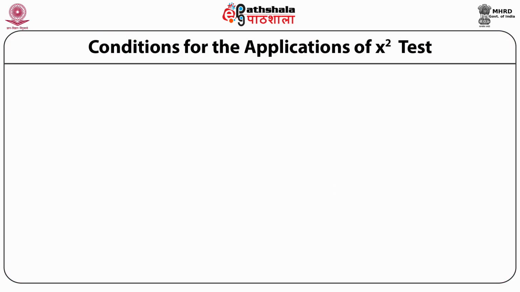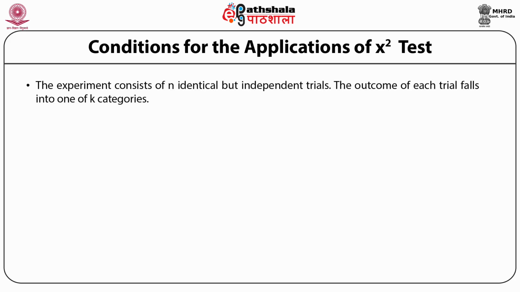Let us discuss the conditions for the application of the chi-square test. The first condition is that the experiment consists of n identical but independent trials. The outcome of each trial falls into one of the k categories.